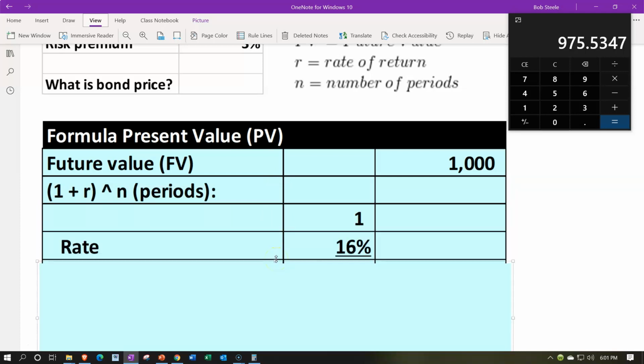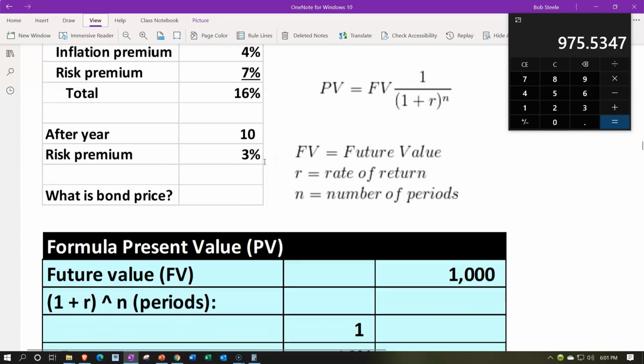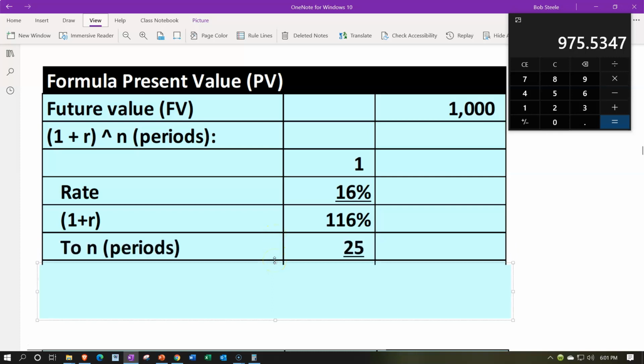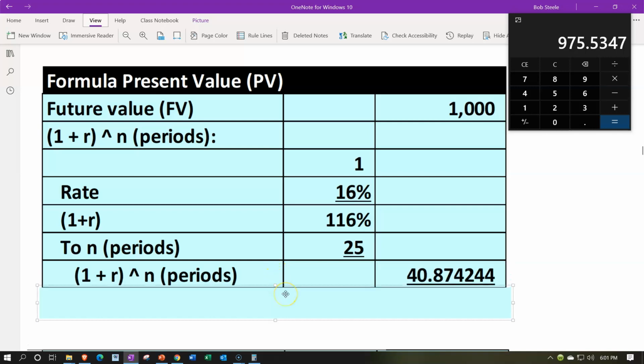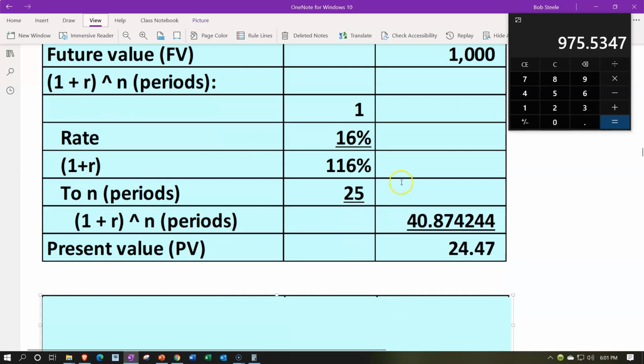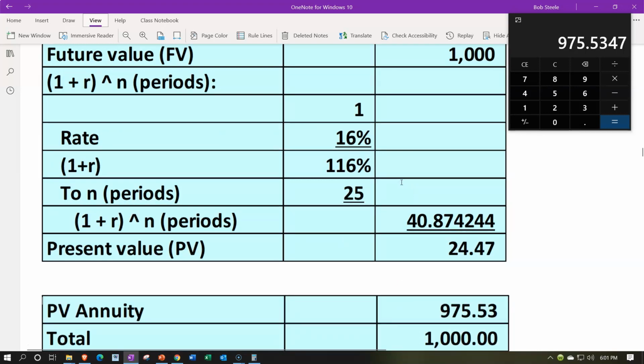Plugging that in a table type format, we have the 1,000 in the outer column. We're bringing the 1 plus r to the n inside. r, 16%. We're considering that the market rate here. 1 plus 16%, 116%, or 1.16. Taking that to the power of 25. 116% to the power of 25 is 40.874244, and so on. And then if we take the numerator, 1,000, divided by the denominator, 40.874244, we get 24.47.